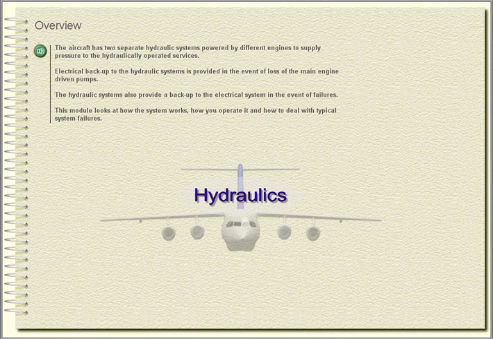Overview. The aircraft has two separate hydraulic systems, powered by different engines to supply pressure to the hydraulically operated services. Electrical backup to the hydraulic systems is provided in the event of loss of the main engine-driven pumps. The hydraulic systems also provide a backup to the electrical system in the event of failures. This module looks at how the system works, how you operate it, and how to deal with typical system failures.